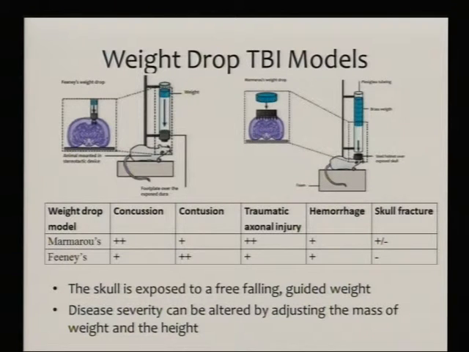It's not cut. In the Marmarou weight drop model, a helmet, a steel plate, is used where the weight hits, so it acts like a helmet and produces diffuse injury, not focal injury. In the Feeney model, there is no helmet kind of thing, so it produces more focal injury as compared to diffuse injury.